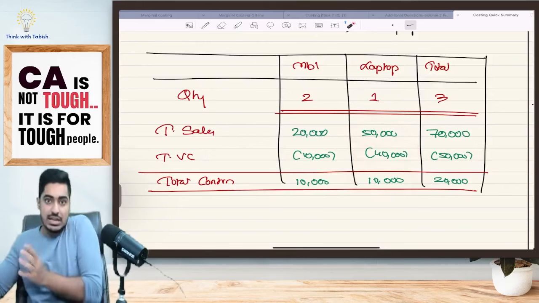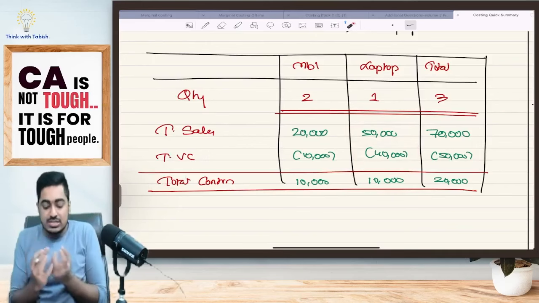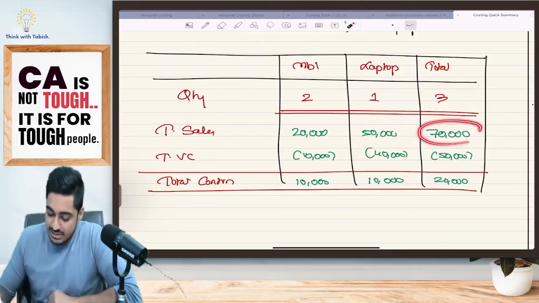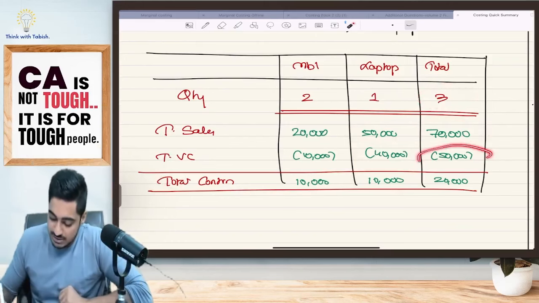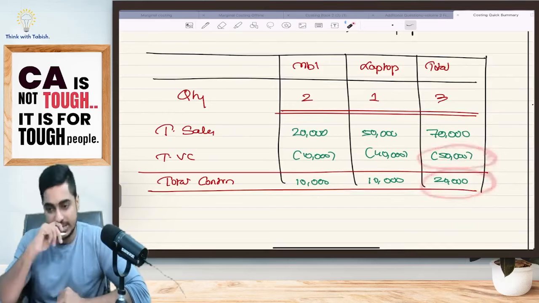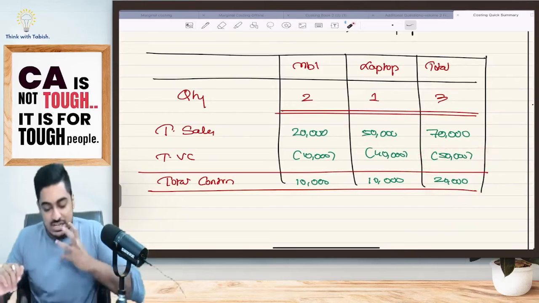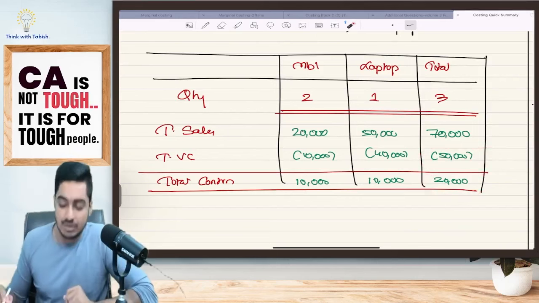That means total for this bundle as a whole, what is the total quantity sold? 3 units. What is the total sale value? 70,000. What is the total variable cost? 50,000. What is the total contribution? 20,000. Is this clear, everyone? Yes. Now tell me one thing, students. What is the total contribution I got from the bundle?